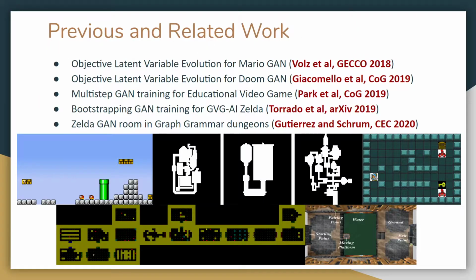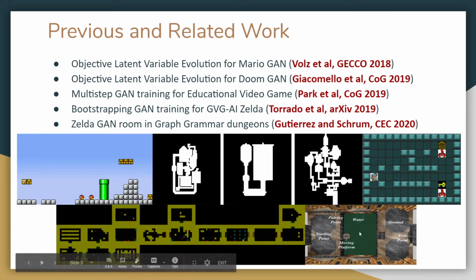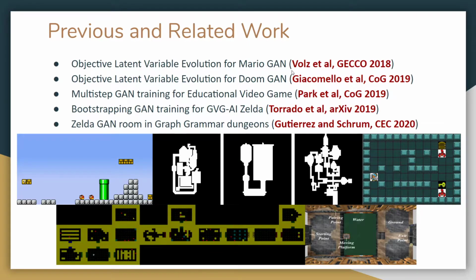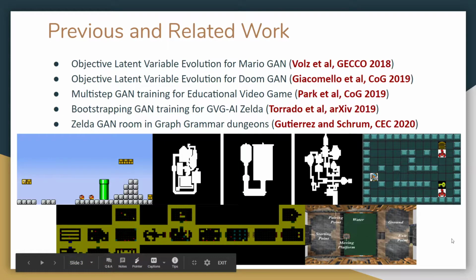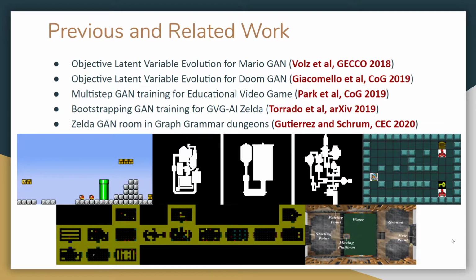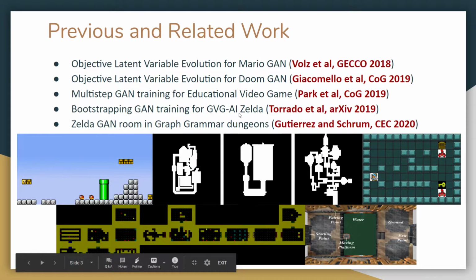Now, there's been a lot of work in this area recently. In fact, the first big application of a technique like this was by many of the authors of this paper at GECCO in 2018. That was using a GAN applied to Mario, but with an objective fitness function. Since then, people have applied GANs to the video game Doom, also with an objective fitness function. There's been some work in an educational video game, down here on the lower right, which is like a problem-solving game, and also to the general video game AI version of Zelda.